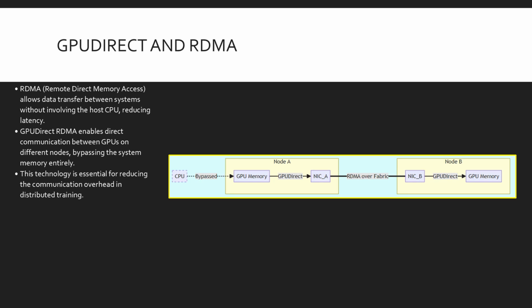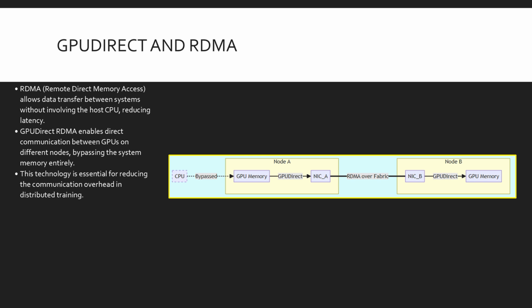To move data fast enough for AI, we cannot use standard TCP/IP processing, which burdens the CPU. We use RDMA, Remote Direct Memory Access. Even better, we use GPU Direct RDMA. This technology allows a GPU to talk directly to the network interface card, NIC, and then to a remote GPU, completely bypassing the host CPU and system memory. This creates a direct fast lane for data, drastically lowering latency.